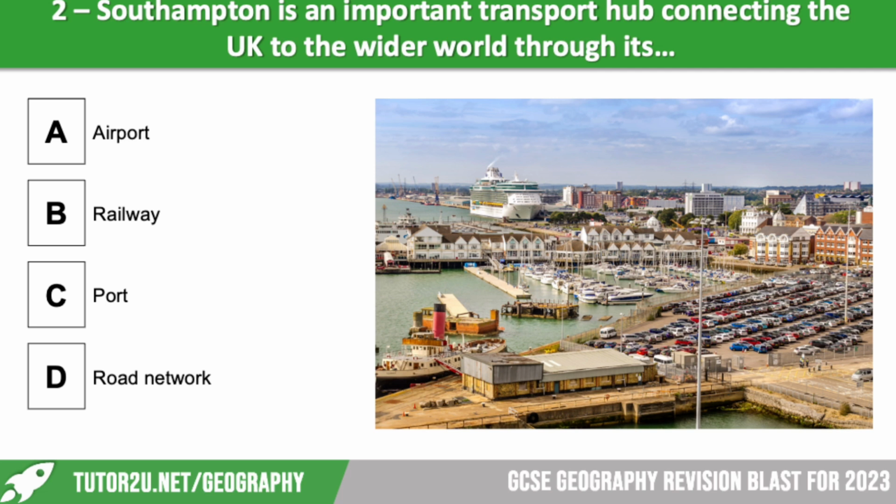Question 2. Southampton is an important transport hub connecting the UK to the wider world through its airport, railway, port or road network. Hopefully you've worked out that the photo is a big clue here. It is through its port. It is an industrial port, but you've also got a little leisure harbour there, and a big cruise ship in the background. So the port is incredibly important for Southampton.